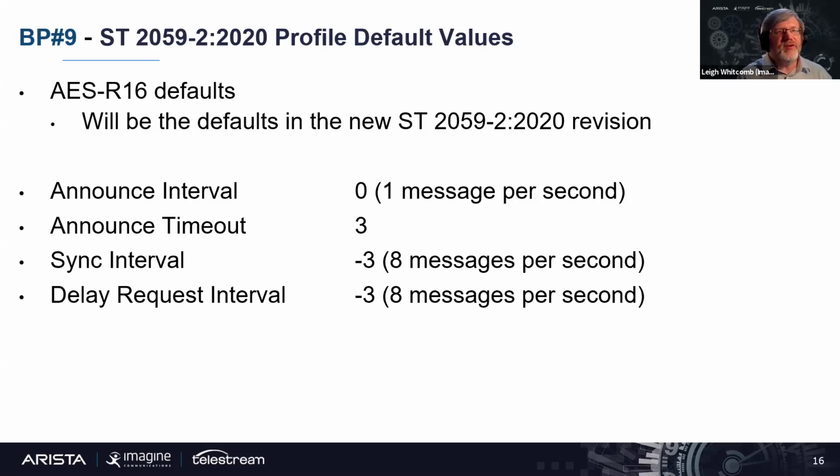And basically the values are an announce interval of 0 or 1 message per second, an announce timeout of 3, a sync interval of -3, which means 8 messages per second, and a delay request of -3 or 8 messages per second. So these are the values you should use in every deployment.